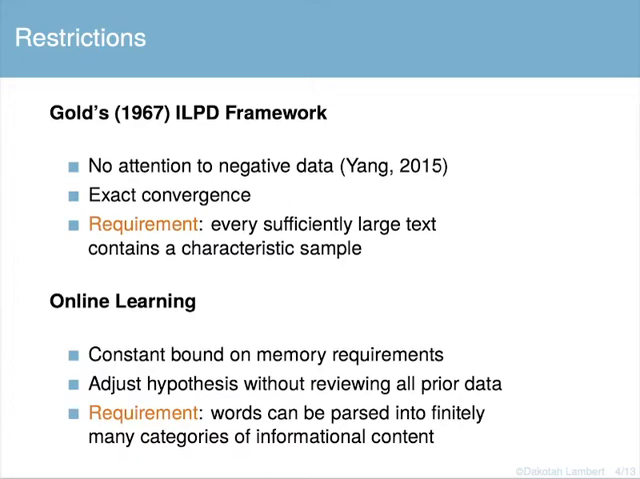Another type of restriction is online learning, where there's a constant bound on memory requirements. A benefit of online learning is that you can adjust your hypothesis without having to review all prior data. This contrasts with a batch learning approach, where adjusting the hypothesis requires constructing a new batch containing all the previous data as well as the new data that you'd like to account for. The requirement here is that all words can be parsed into finitely many categories of informational content.